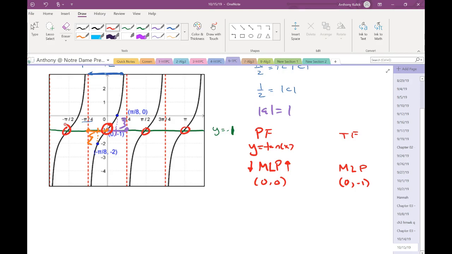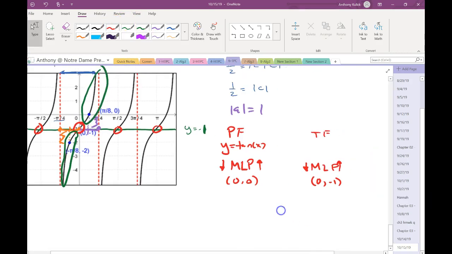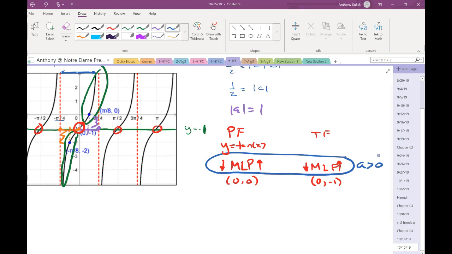But just like before, I need to be concerned about what's going on surrounding this midline point. Before we get to that midline point, our graph is below the midline. And then after that midline point, our graph is above the midline. If I compare those arrows, what do you notice? They match up, right? They're the same. So that tells me the A is positive. Everybody's okay with that? If the arrows were opposite, then the A would be negative.